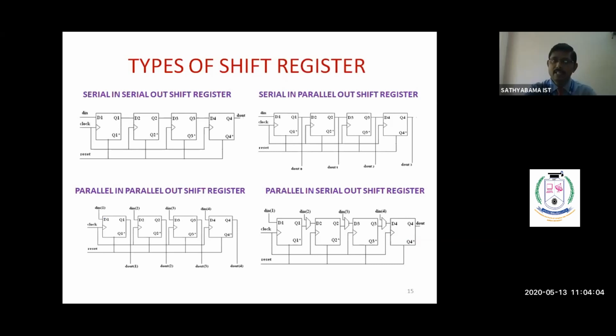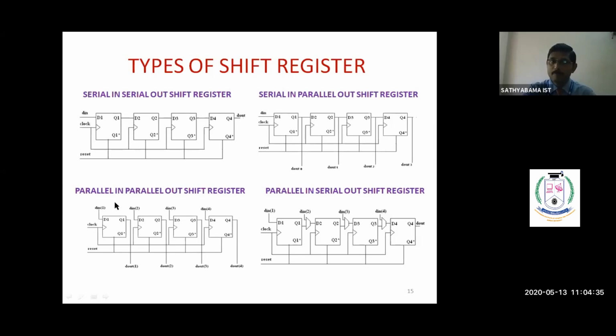In the case of the serial in, serial out shift register, the data input we are giving in serial manner, and the data is going to propagate also in serial manner, and we are getting the data output at the final flip-flop output. Here we are giving a synchronized clock signal for all these flip-flops, because the shift registers are synchronized sequential circuits. Similarly, in the serial in, parallel out shift register, the data is given in serial manner, and we take the outputs in parallel manner. Therefore, it is called a serial in, parallel out shift register.